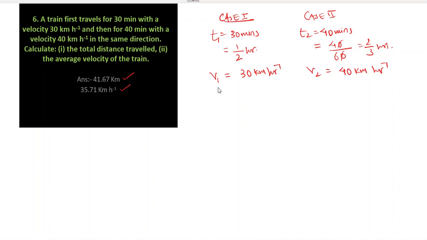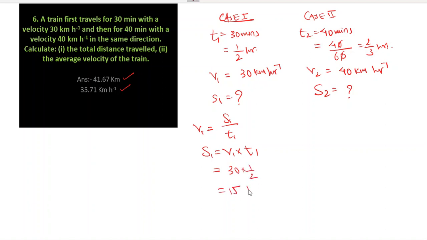For that, we have to find the individual distance S1 and S2 and average velocity. So that we'll do later. First, let's find the total distance traveled. So we know that velocity is equal to displacement upon time. So we can say that displacement is equal to velocity into time. So 30 into 1 by 2, which is 15 kilometer.